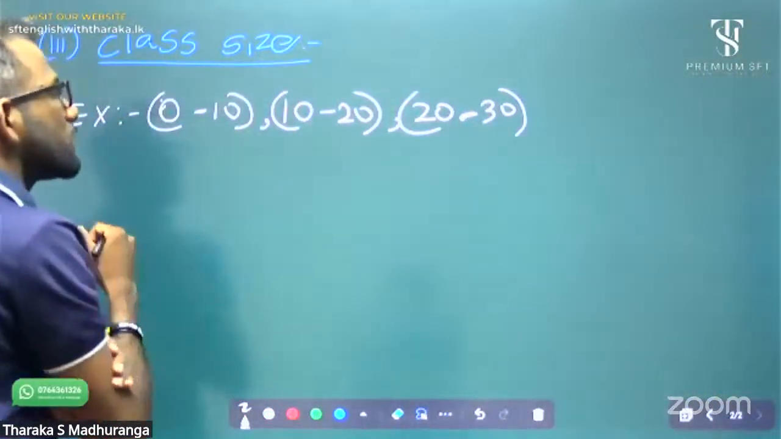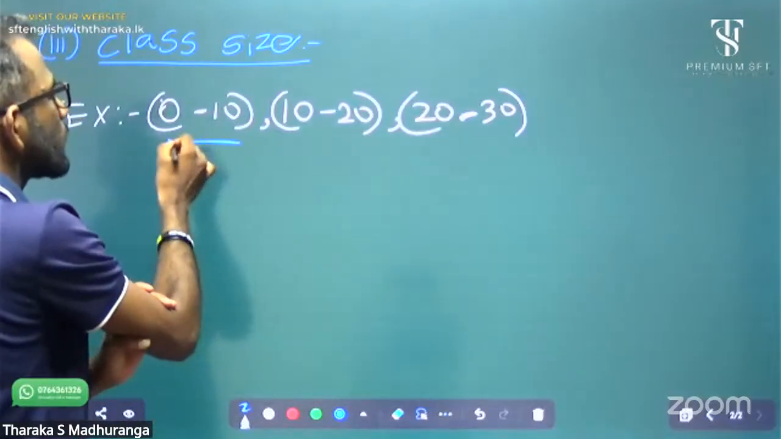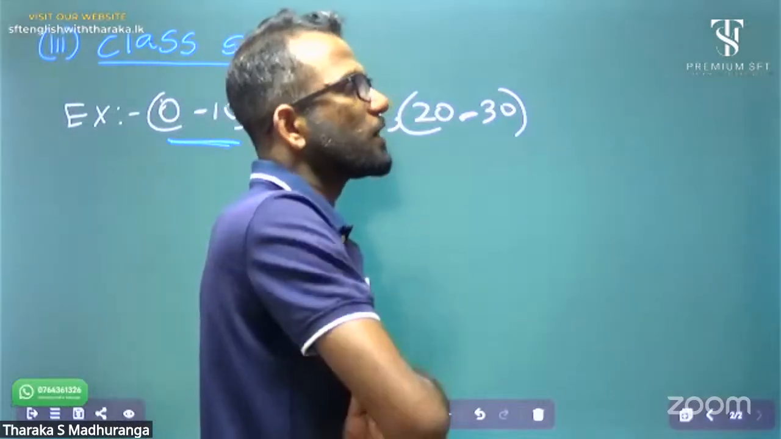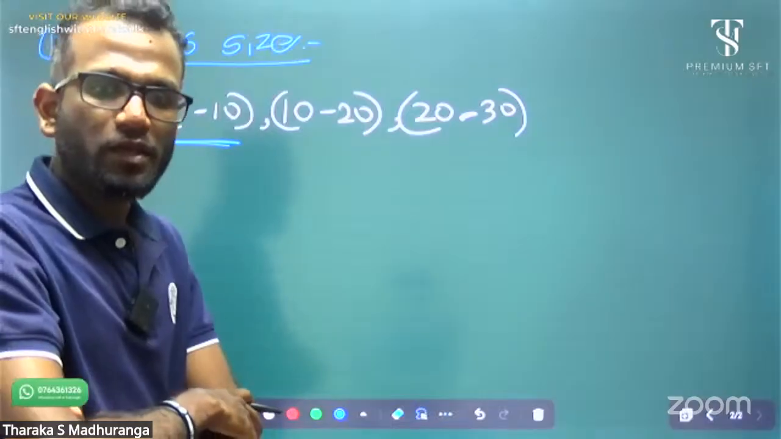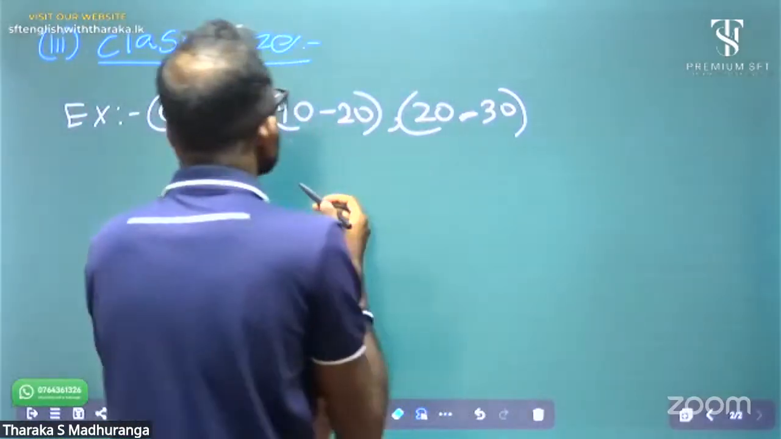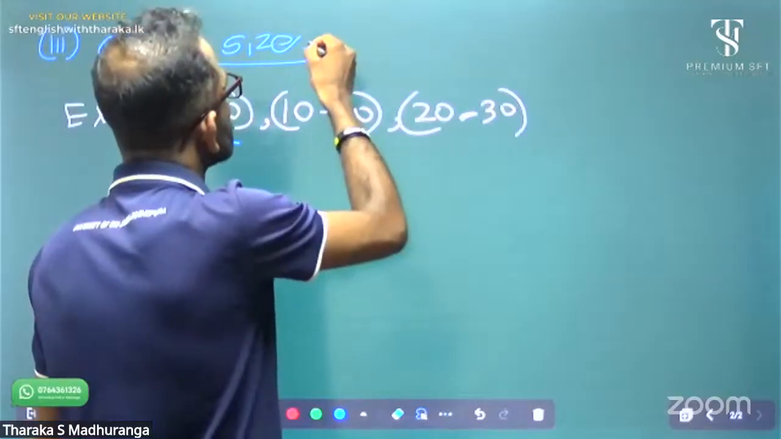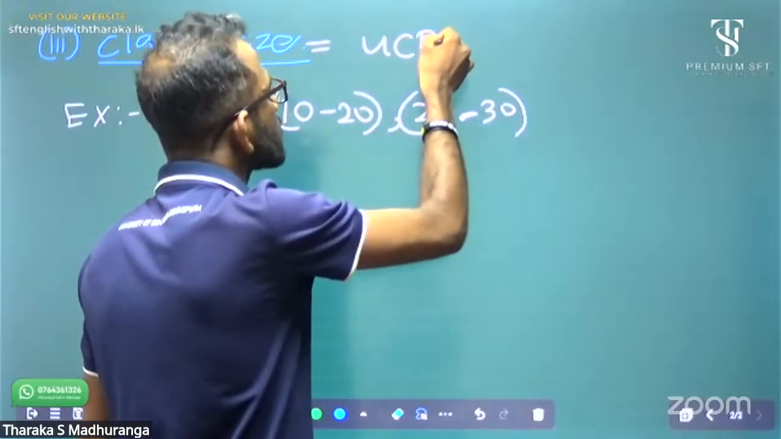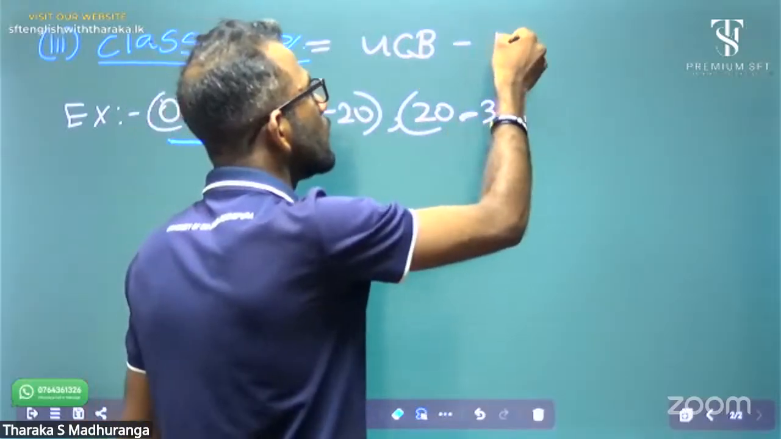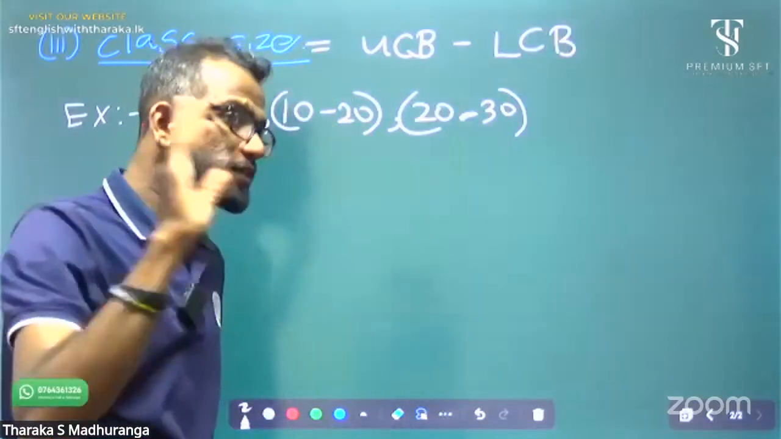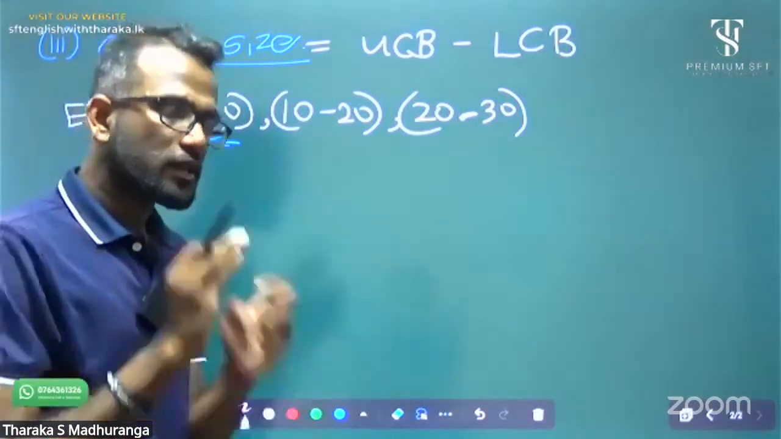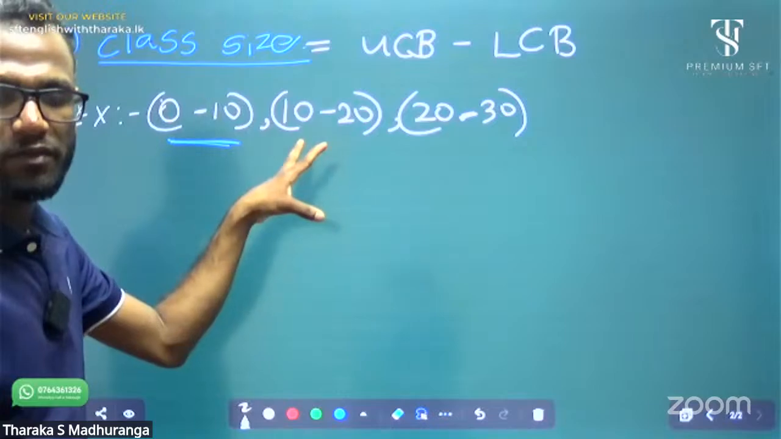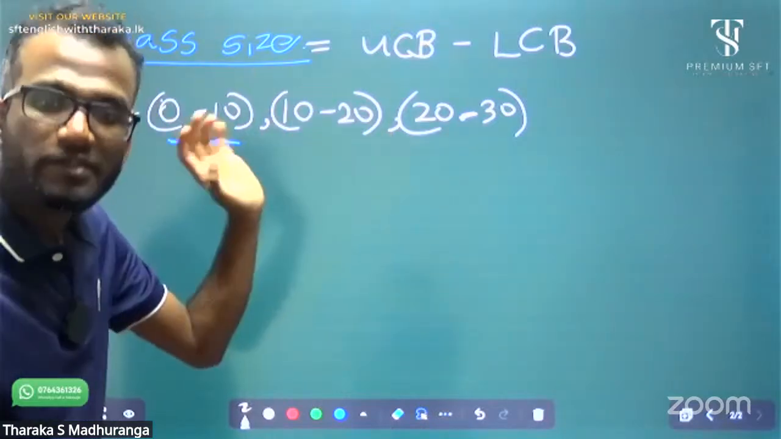If you have the first class, 0 to 10, what is the class size? What is the maximum number of different data it can have? Remember the equation: class size equals upper class boundary minus lower class boundary. You can't use class limits, that's a restriction. Always use class boundaries, but in continuous frequency distributions, class boundary and class limit are the same.